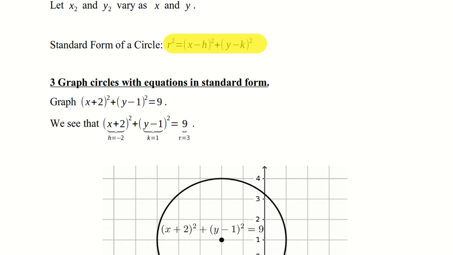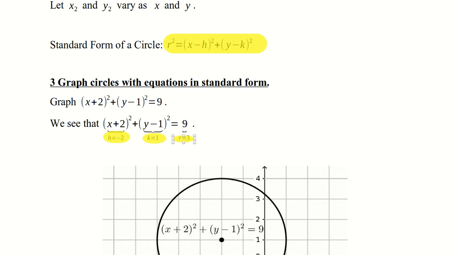So this next example, we're asked to graph this circle. We know it's a circle because it's the sum of the squares of those differences. Now remember, there are differences. So when you look at that first base inside of the parentheses there, the x plus 2, that's x minus negative 2. If we think of that as a distance or a difference, that will give us that h, our horizontal coordinate for the center, is negative 2. The base of the y term is y minus 1. That will give us k equals positive 1. And r squared is 9, so therefore r is 3.